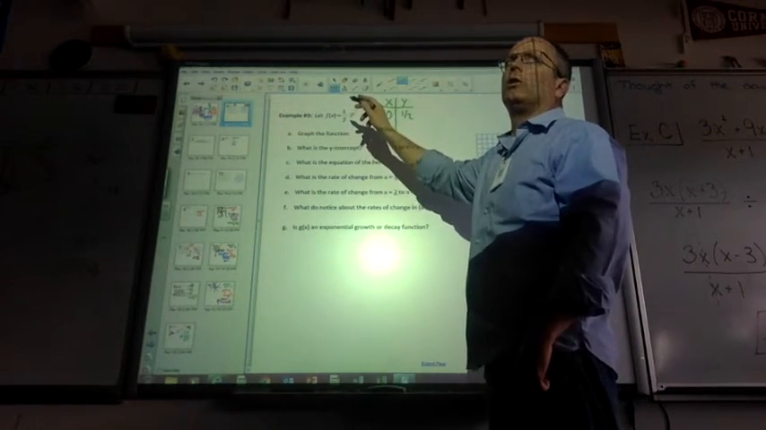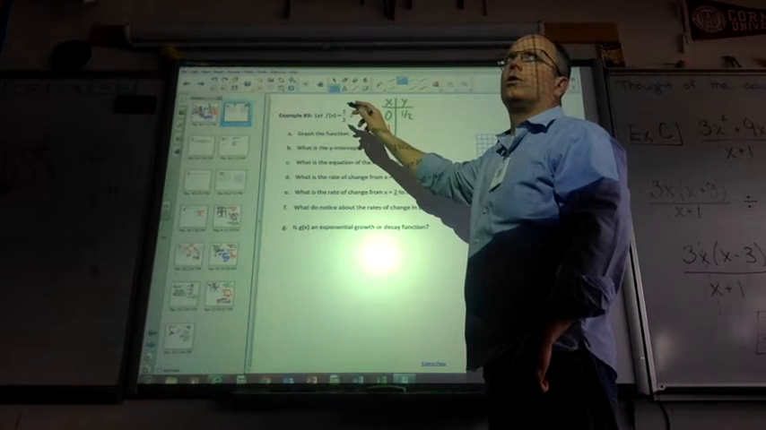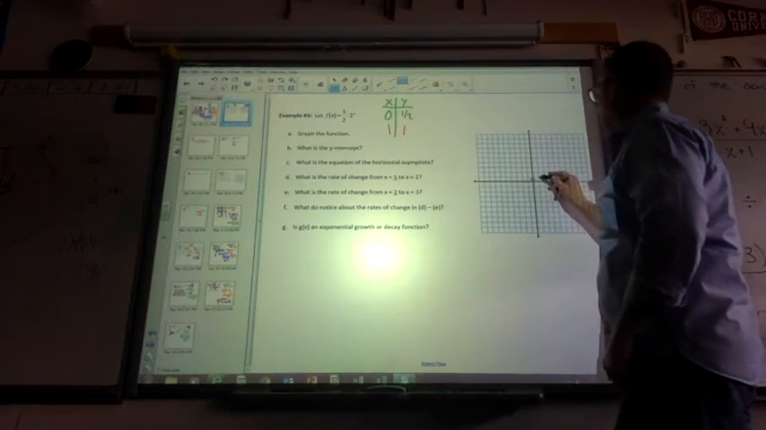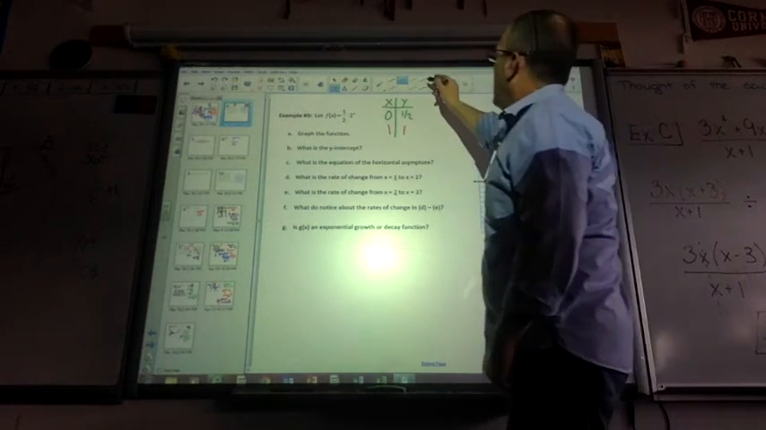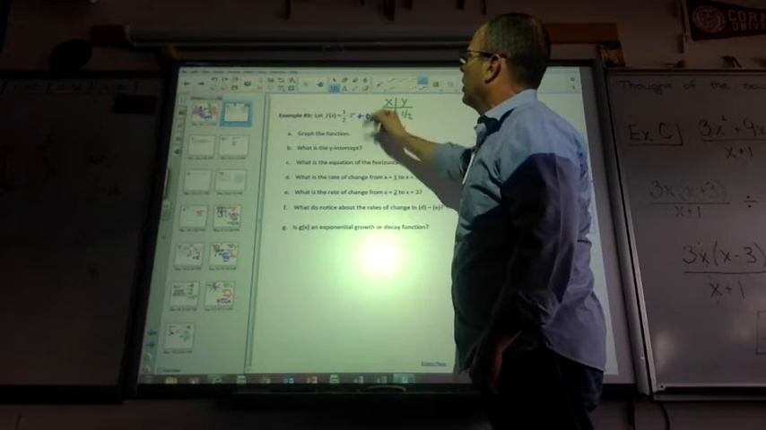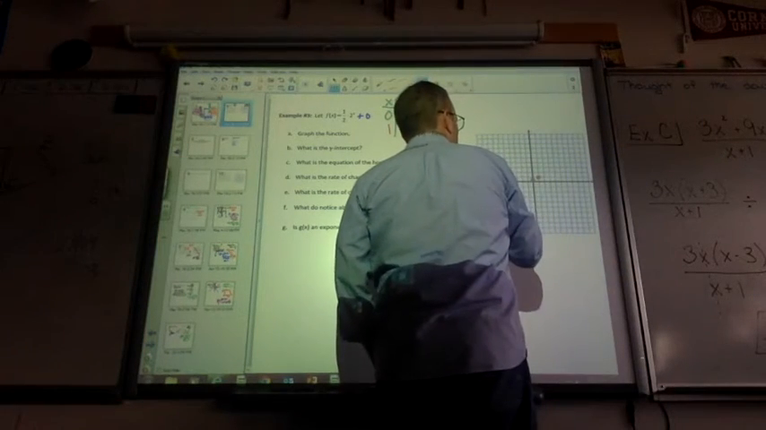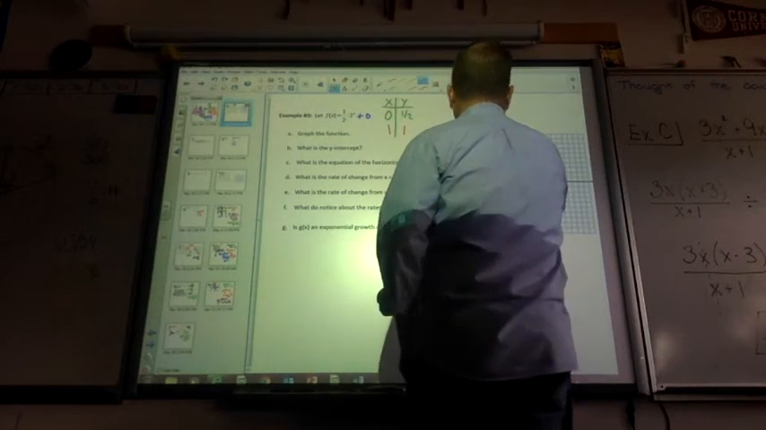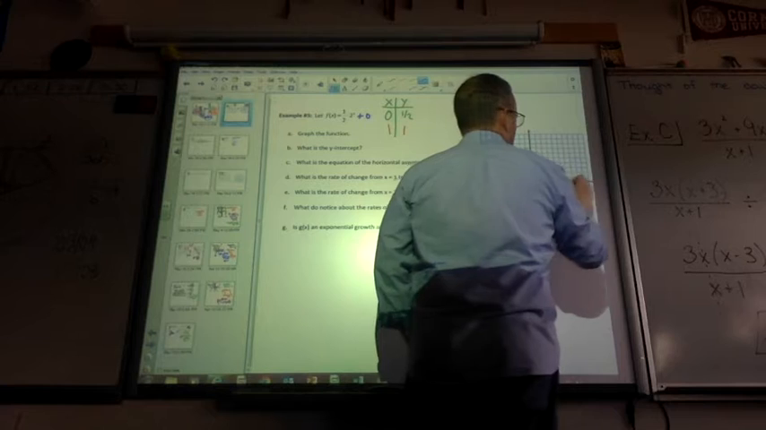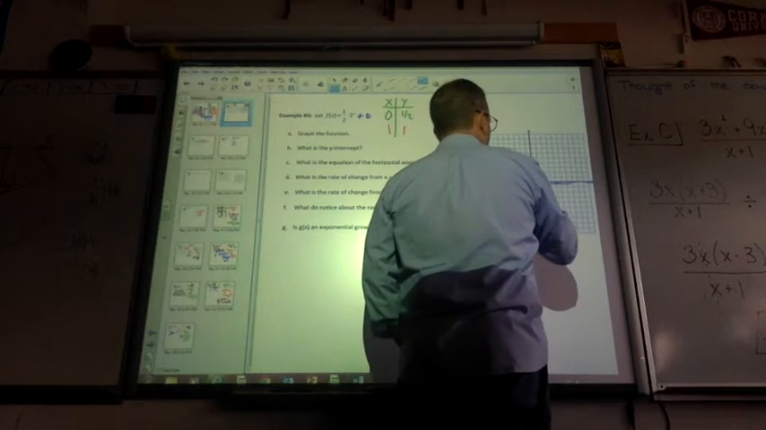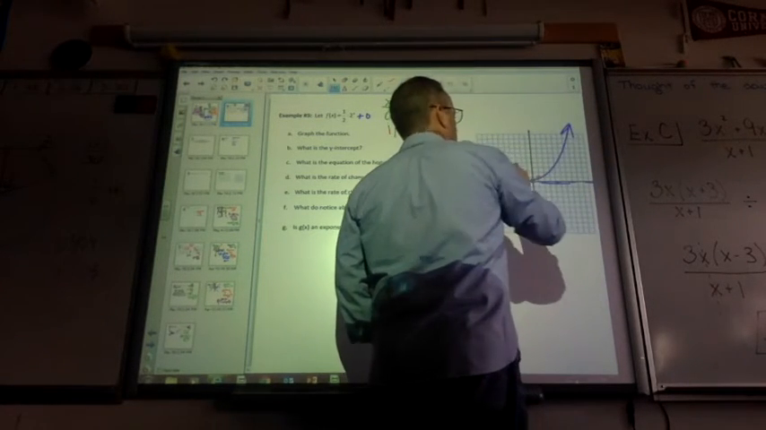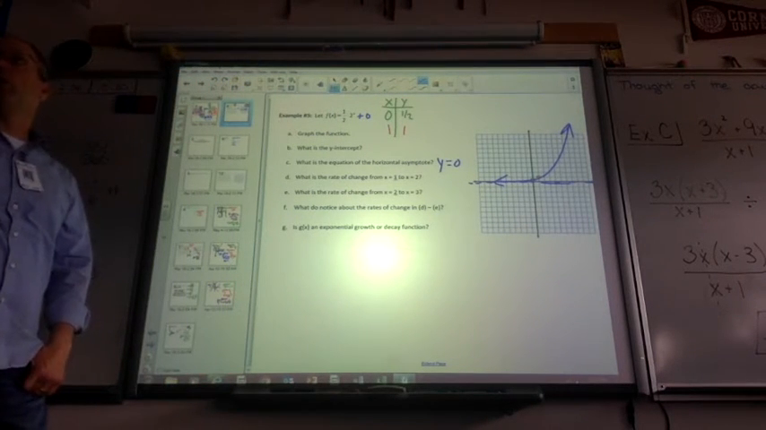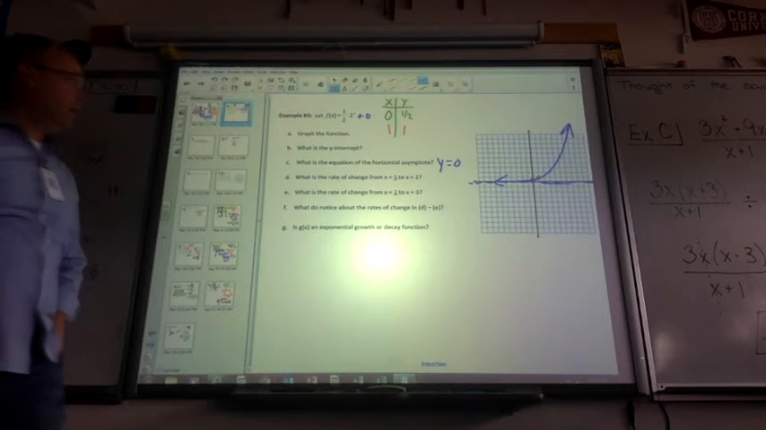Then I'm going to plug 1 in. 2 to the first is 2. Half of 2 is 1. I get 1 comma 1. I have a plus 0 right here, so what's my asymptote? y equals 0. This is what my graph looks like. Does that appear to be growth or decay? Growth, because it's going away from the asymptote.